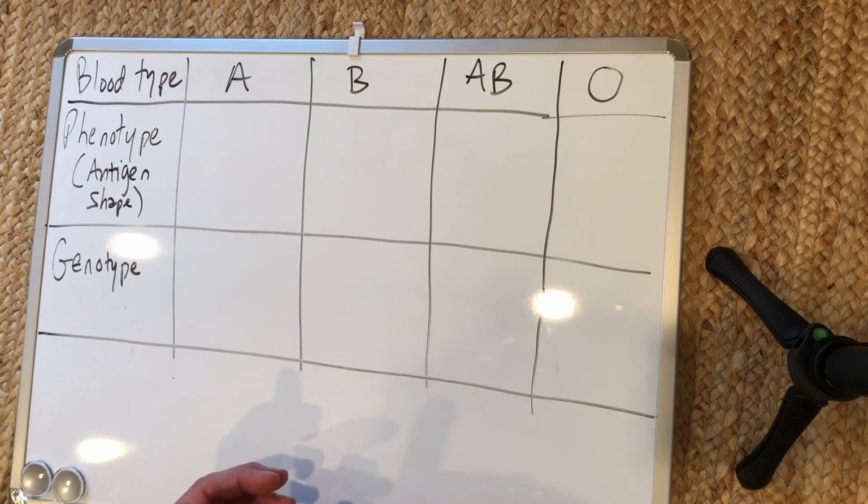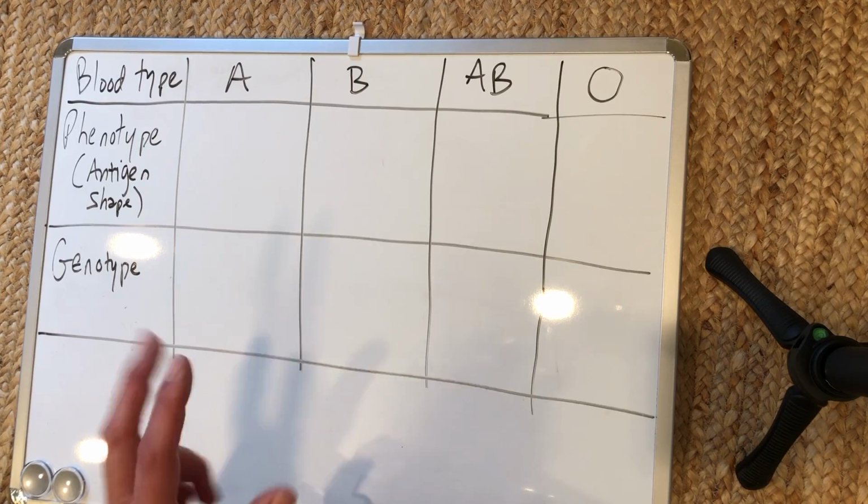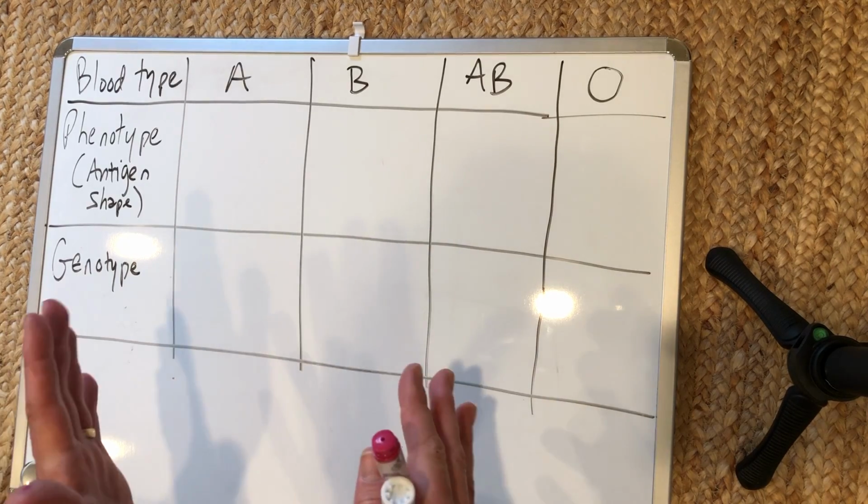A trait that has multiple alleles means there's more than 2 alleles floating around out there in the gene pool. In other words, no one person can have more than 2 alleles because you only have 2 chromosomes and therefore 2 copies of the gene. But out in the gene pool at large, there's more than 2 versions of the gene out there. And so that's what we're going to go through today in this little lesson.